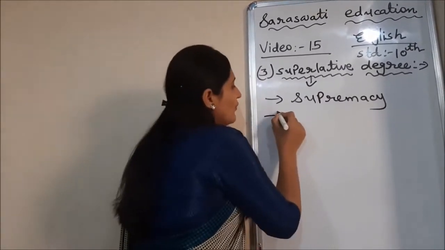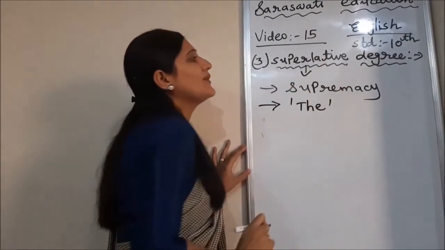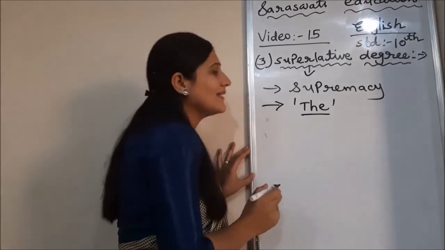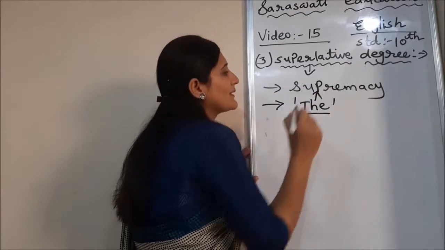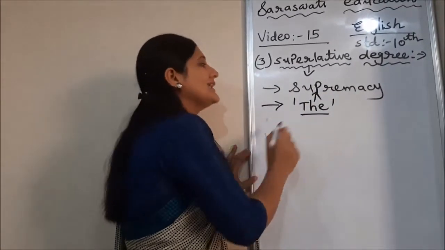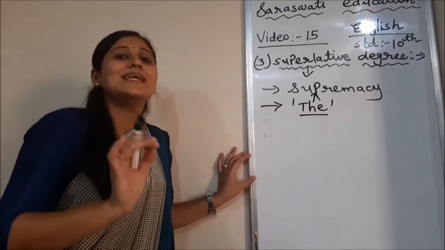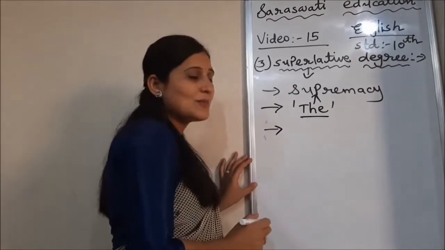Now, what to remember? The. In superlative degree, we need to write compulsory "the". The is compulsory because it shows supremacy. Why is "the" compulsory to write? Because "the" is useful to show supremacy. Compulsory we need to write. Right? Now, after "the", what to remember?